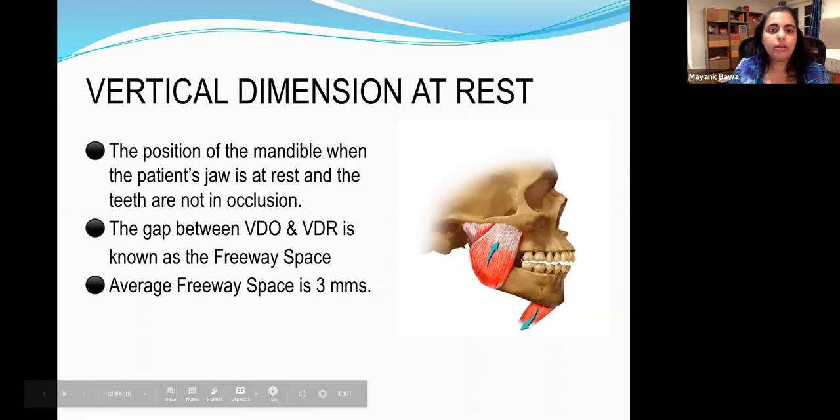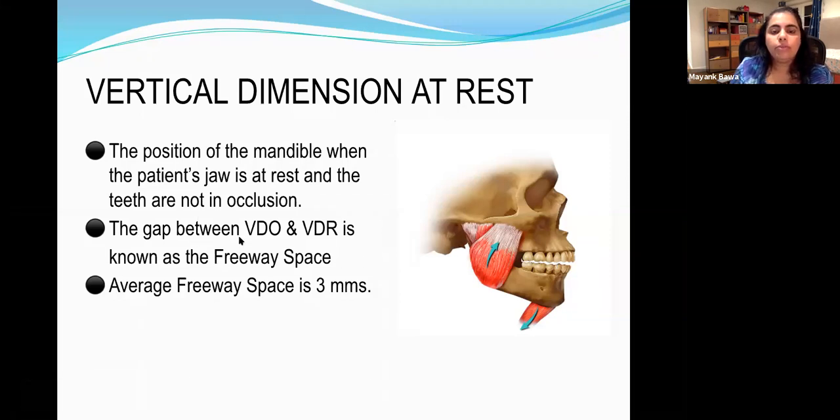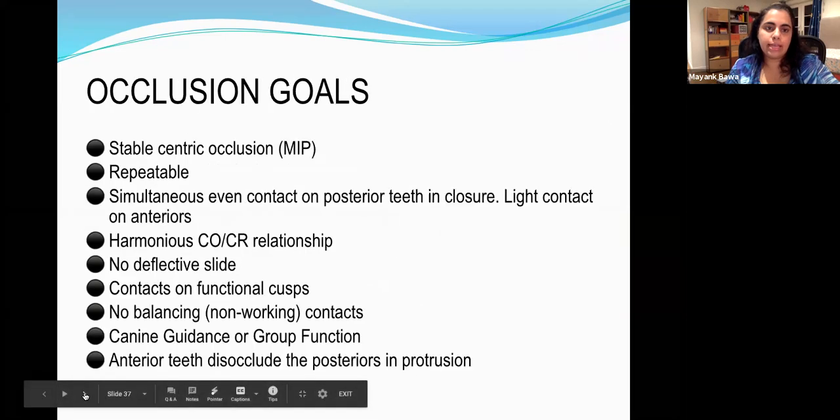And then vertical dimension at rest. This is the position in which the mandible is in centric relation and the teeth are not occluding. I really like this picture, so I added it to the slides. The gap between the VDO and VDR is known as freeway space, and average freeway space is 3 millimeters. This is something that I would want to remember if I was going to study for an exam.